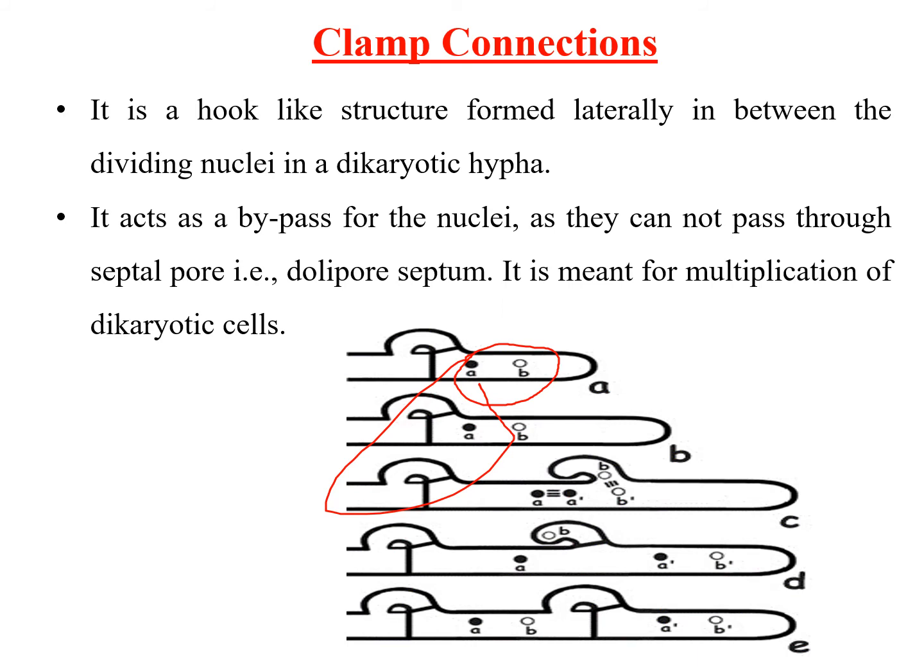So where will the clamp connection form? The clamp connection forms exactly between these two nuclei. It means here it will form. So it acts as a bypass for the nuclei. It helps in the movement of the nuclei, that is a bypass for moving the nuclei, as they cannot pass through the septal pore, that is the dolipore septum. The dolipore septum I will explain in the coming slides. The dolipore septum will not allow the movement of the nuclei. So nuclei have to multiply and form daughter cells. Then how will it happen? Through the clamp connections. So here you can see clamp connections. It is formed here in between these two nuclei, and it is a hook-like structure.